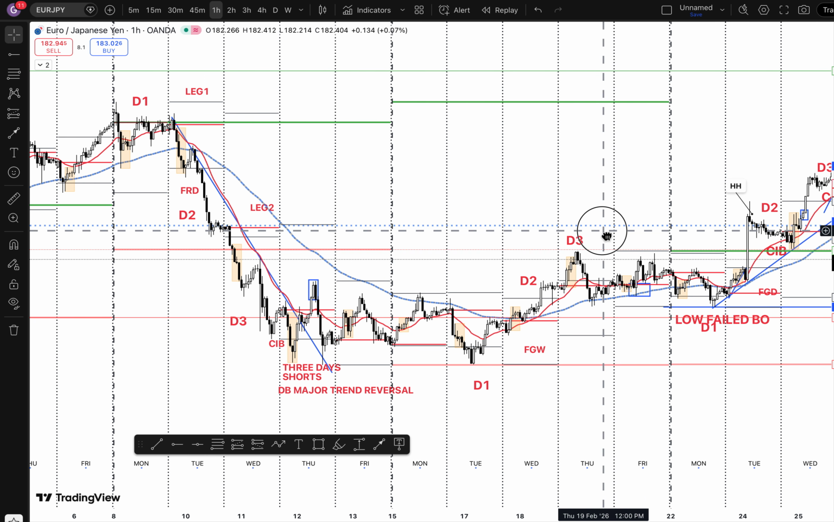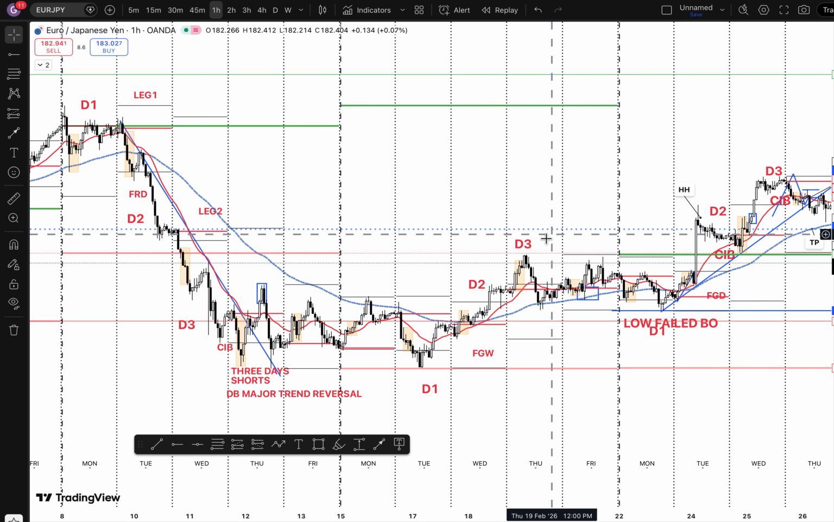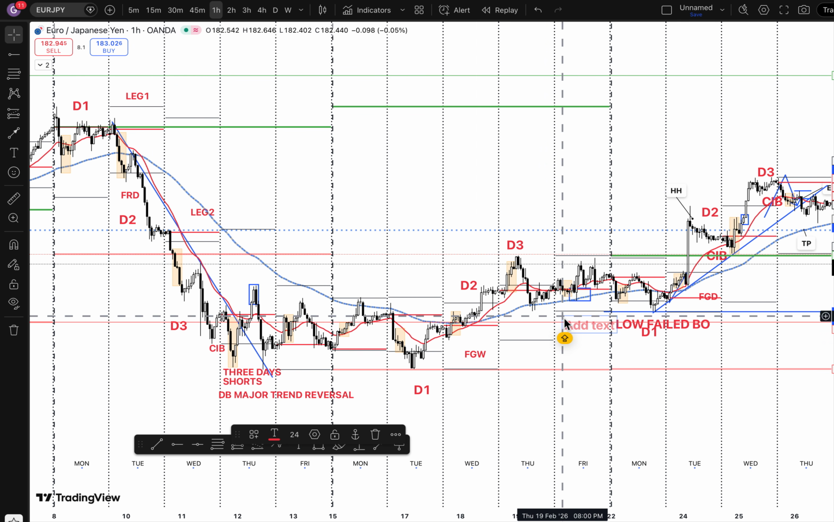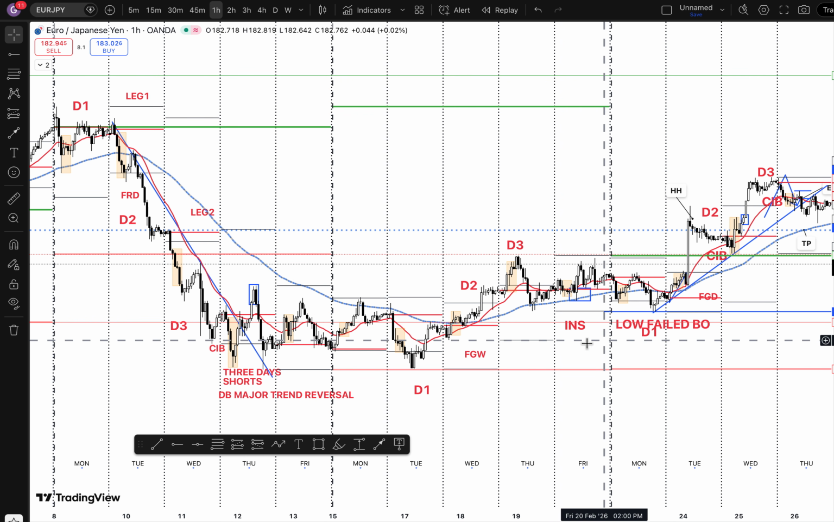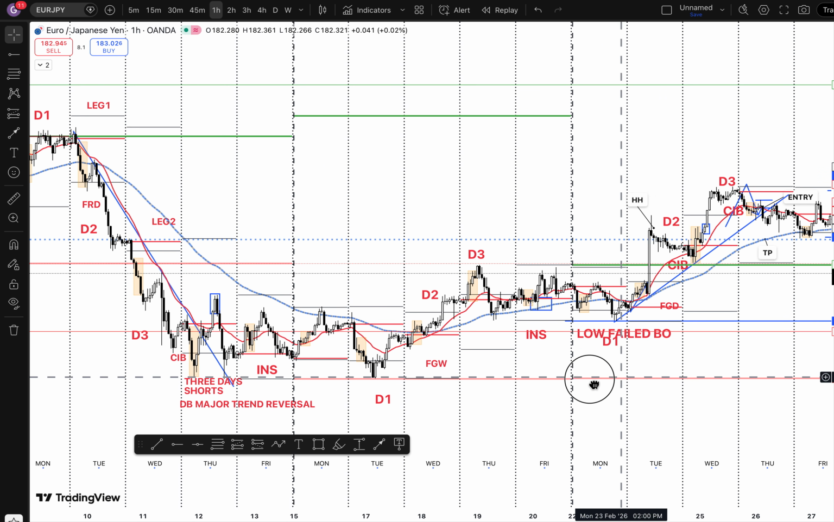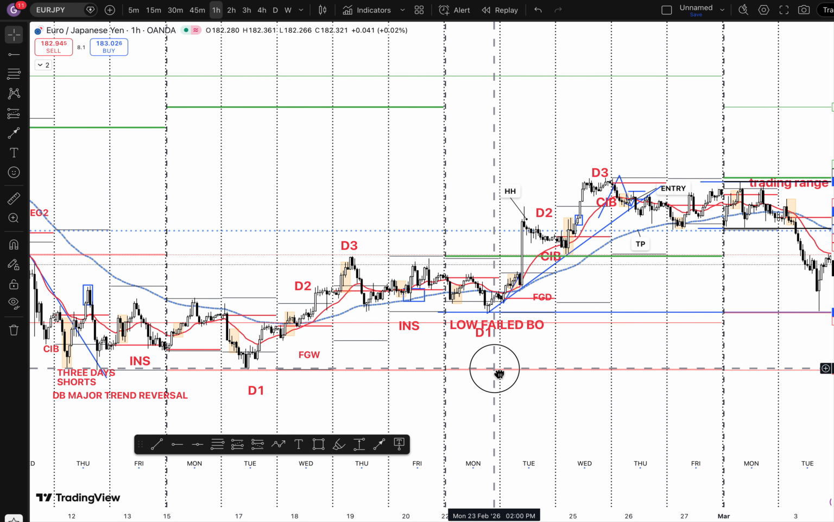We are entering a new week. It reversed. Here is an inside day. You will also identify inside days. Okay, is an inside day. Here was an inside day also, inside day. Now we want to go further to see what happened in the following week.